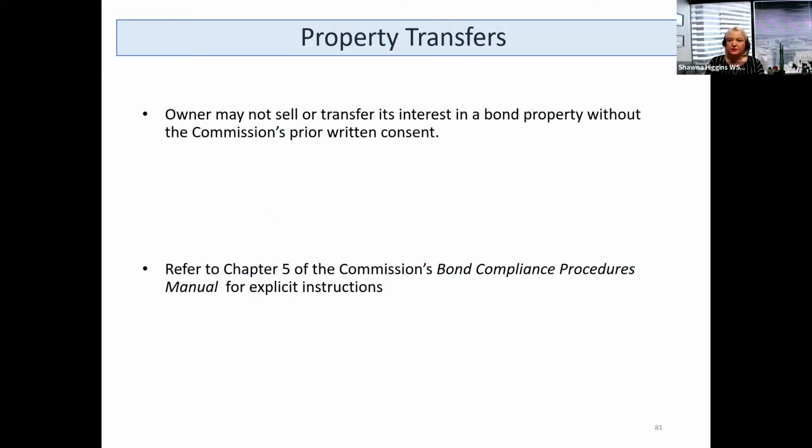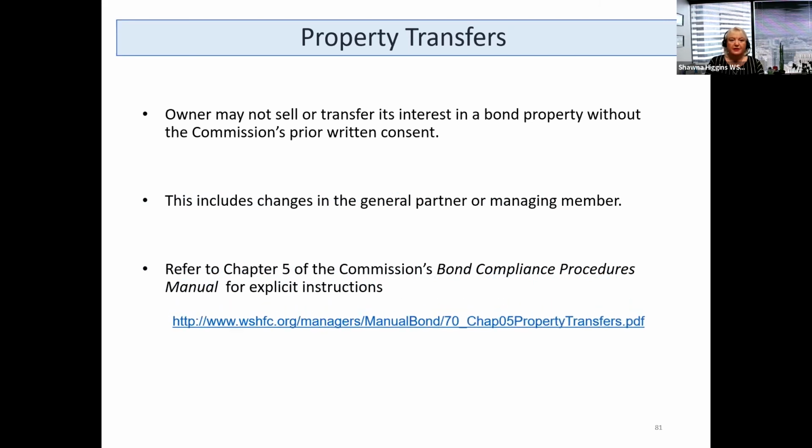Okay, so property transfers. The owner may not sell or transfer its interest in a bond property without the commission's prior written consent. So please go to the bond compliance manual to find out about transfers. Refer to Chapter 5 of the Commission's Bond Compliance Procedure Manual for explicit instructions. And that does take a while too. It's not something that you can send us one day and expect us to approve in a day or two. It sometimes takes a little bit longer than that. And this includes changes to the general partner or the managing member of the ownership. If you click on that link, you can get to Chapter 5 of the bond manual.